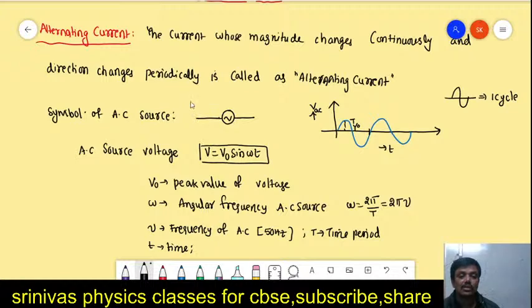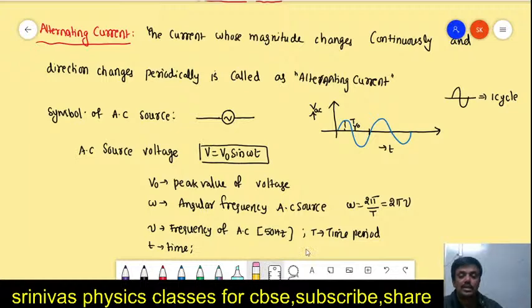That means we should not fix the positive and negative signs because it is an alternating current. But for a DC source, we can write the symbol like this: the positive and negative are fixed. It is a fixed voltage. Its voltage does not change with time. But AC means alternating current, and its value changes continuously, right? This is about the AC voltage.